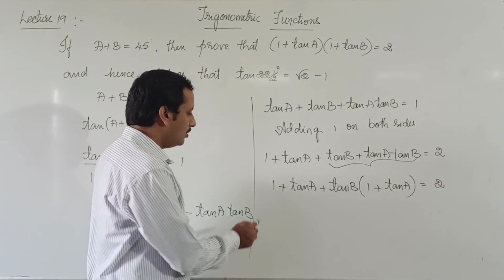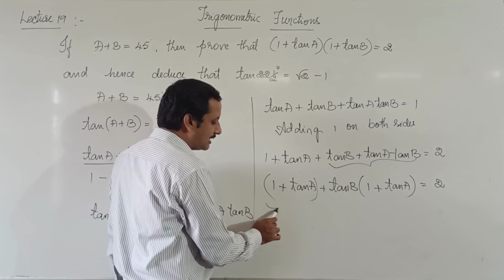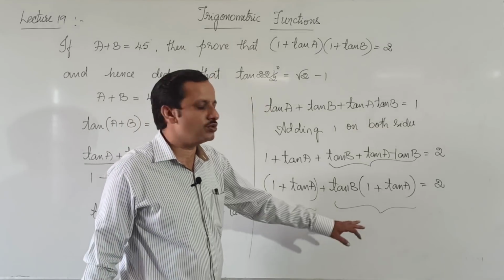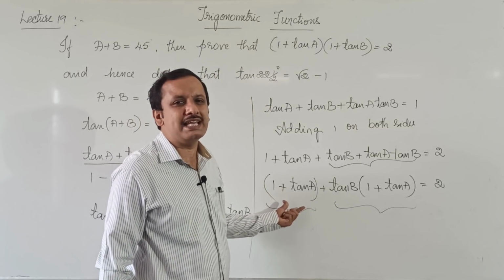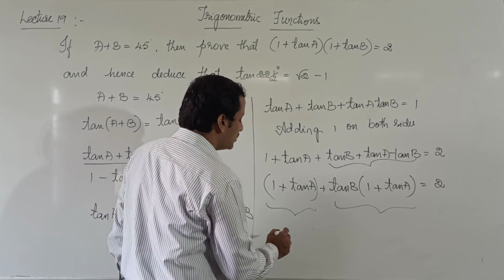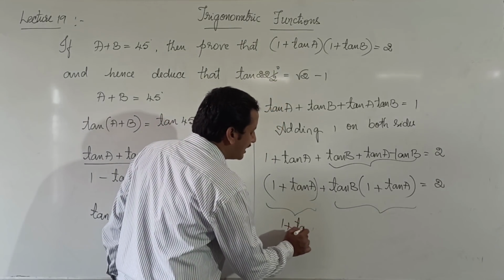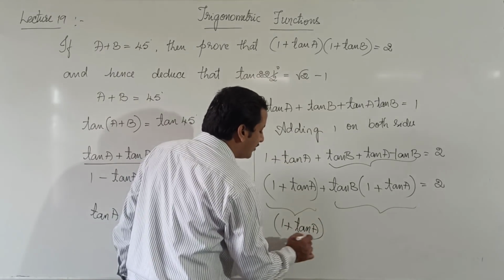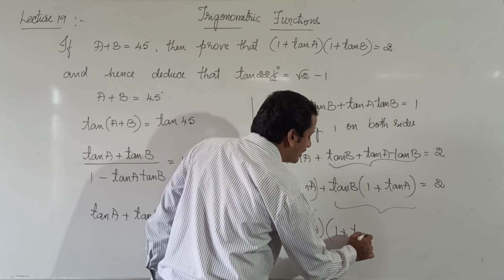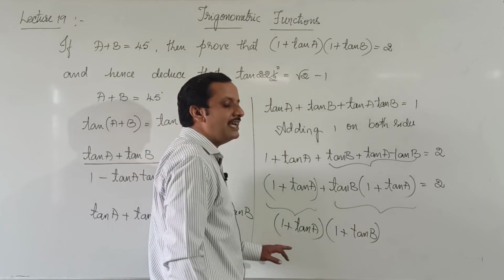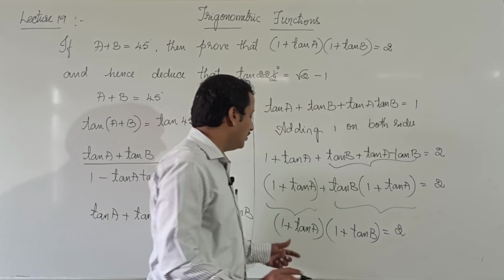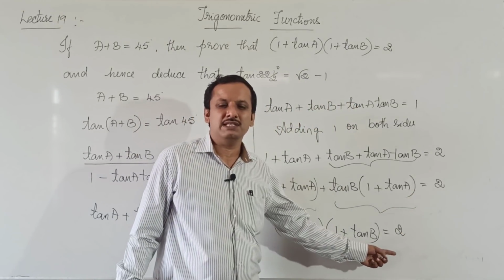Okay. Now, look at this. I will consider this as one term and this as another term. Between these two, I would like to take 1 plus tan a as a common factor. Here 1 plus tan a is there, here also 1 plus tan a is there. Then what will remain? Here 1 will remain and here tan b will remain. So, 1 plus tan a into 1 plus tan b is equal to 2.